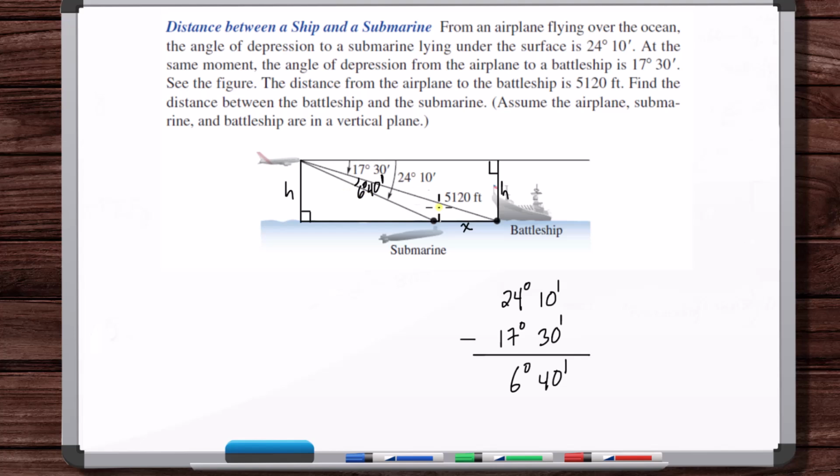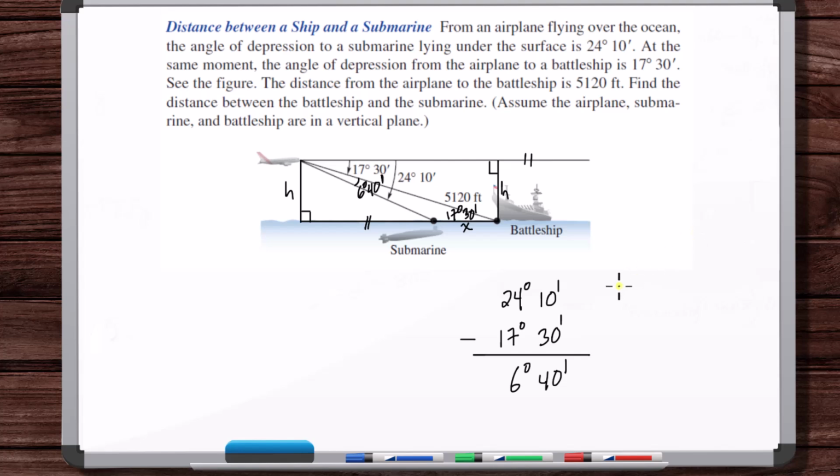Okay, so now we have an angle and a side length, but we can get another angle for sure. In fact, if these two lines are parallel, which we can say they are, then we have alternate interior angles. This is going to be 17 degrees, 30 minutes. So now we have two angles and a side length. So we could use the law of sines, angle, side, angle. But to use the law of sines, we're going to need this angle. So let's get that angle.